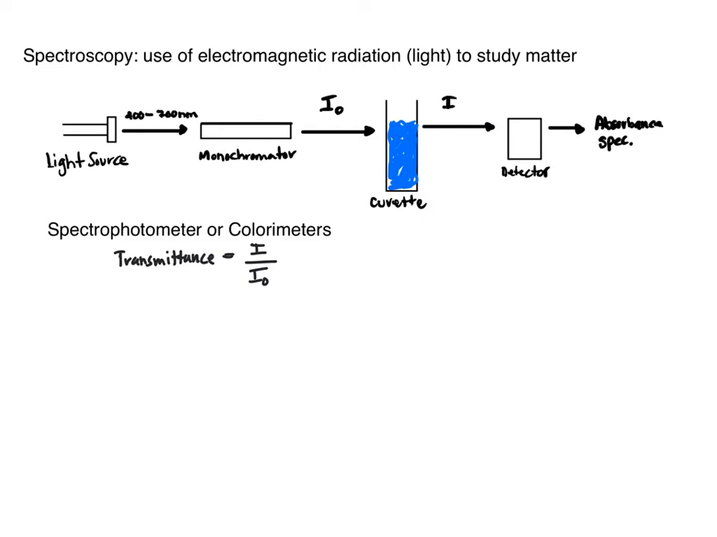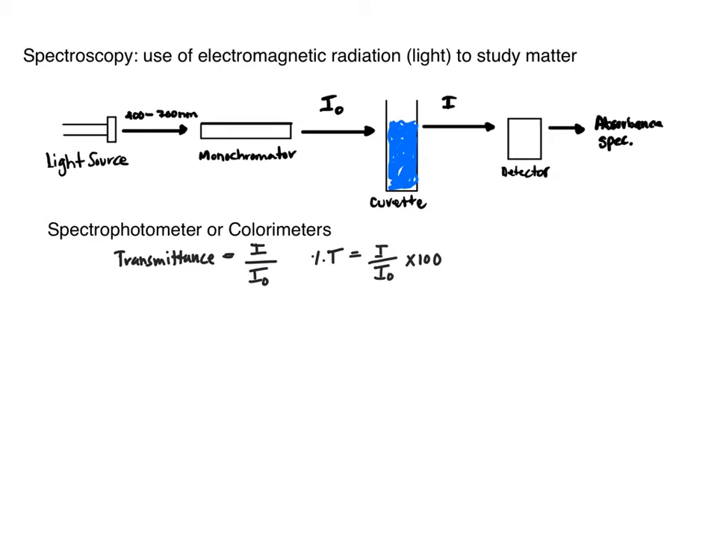So, of course, we would expect that if some of the light passes through the sample, some of it's going to be absorbed by that sample. So we expect our I value to be smaller than our I naught. Now, transmittance basically tells you how much light is passing through the sample. Okay, and if we were to multiply the transmittance by 100, we would end up with our percent T, or percent transmittance. So if we take this ratio and multiply by 100, we'll get our percent transmittance.